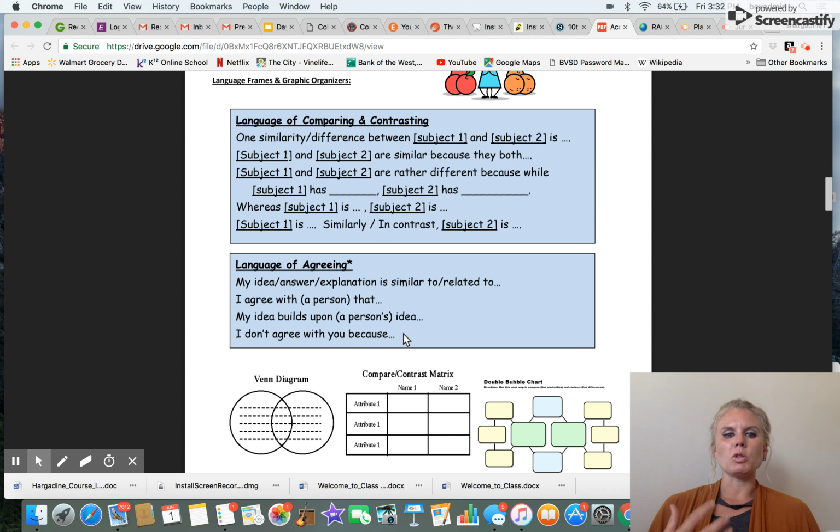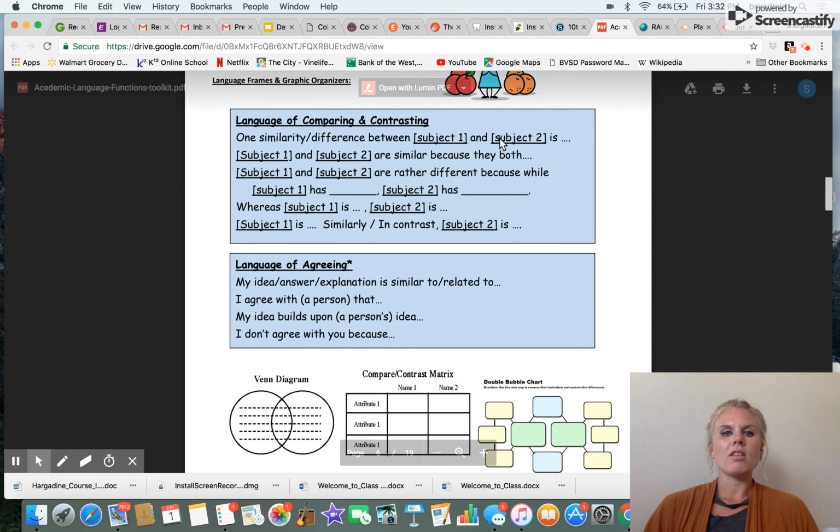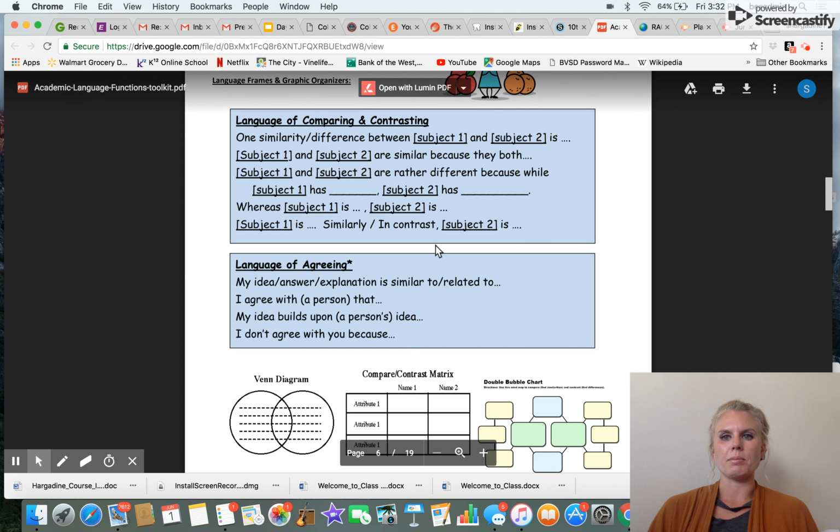This will really help you do the work of creating the product that we're looking for. So not just the content, but what do you need to do with the content? This toolkit is really helpful for those types of answers.